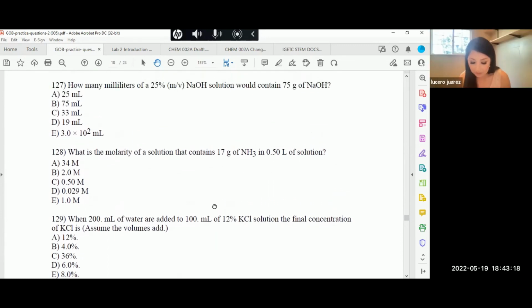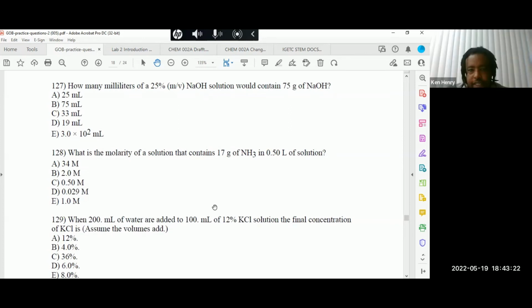We would, because it's asking for molarity. So first we get to moles. That's right. And then we do the moles divided by liters. That's correct. Okay, I know that one. So 17 divided by 17, isn't it? Yeah. So then that's 2. The answer is 2. Yep. So it'd be B, right?